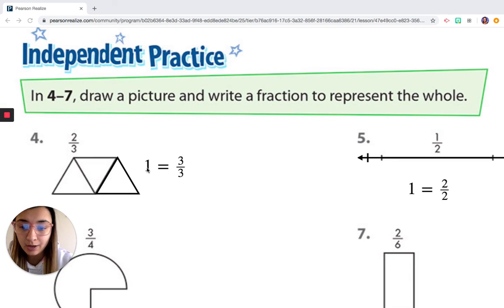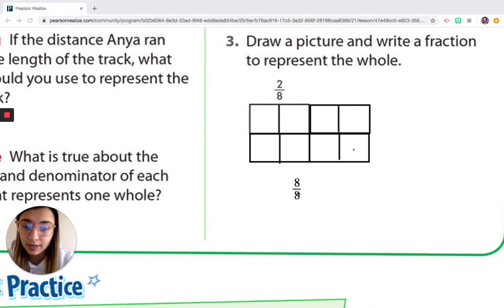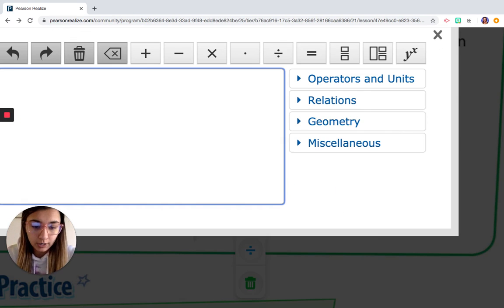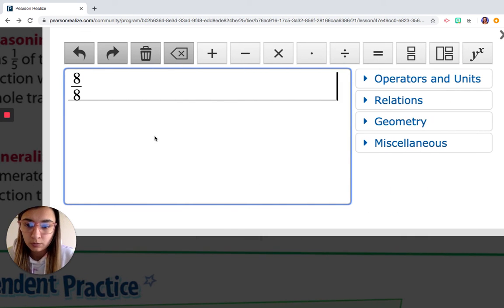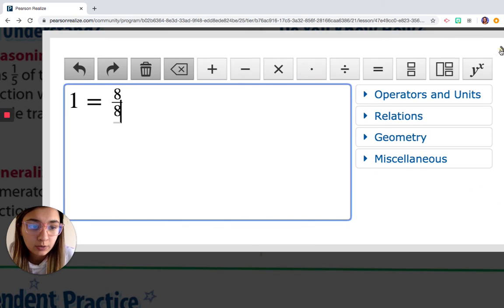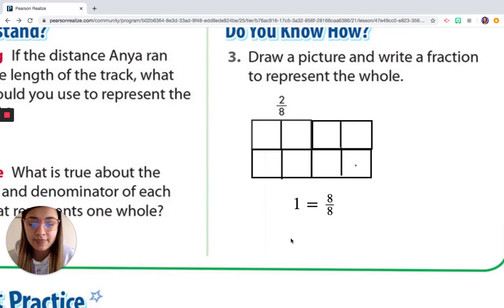Just like here, we had 1 equals 3 over 3. And if we were to do this one, we would say 1 equals 8 over 8, so that it looks the same as the other ones. And that is representing our whole.